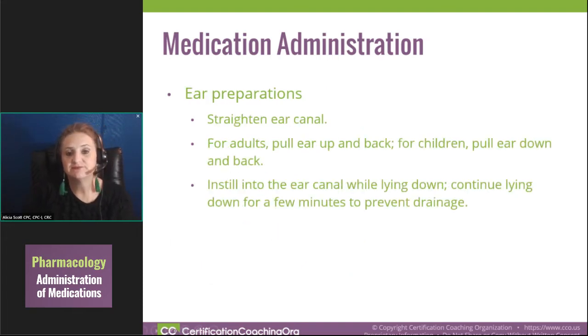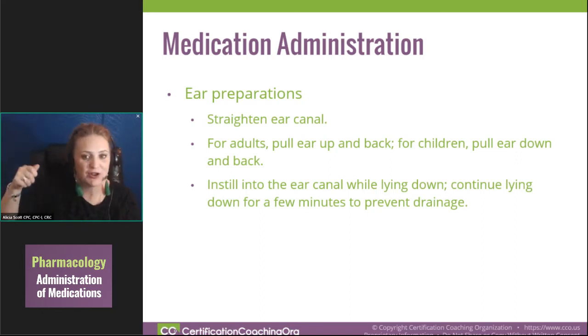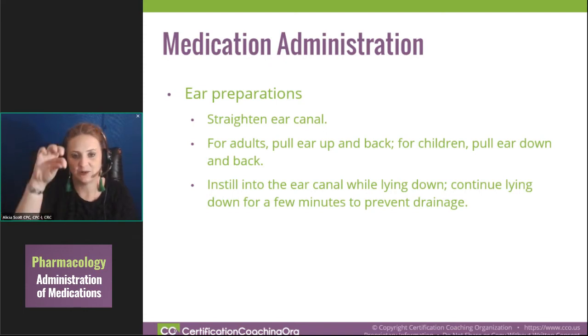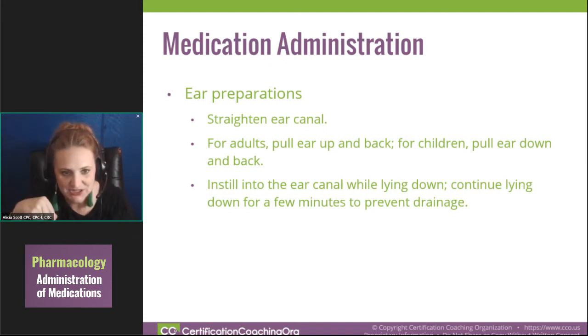We also have ear. If you go to put something in the ear, it was really interesting because I never thought about this until I had read it preparing for the slides: for an adult, you pull up on the ear and back, but on a child, you pull down and back. So for an adult, you grab the top of the ear and pull it back, but a child, you pull the earlobe down and back to straighten out that canal a little bit to get clearance, I guess you could say.